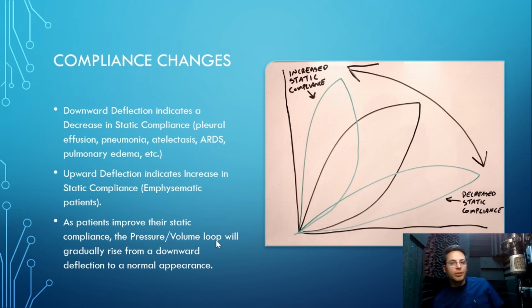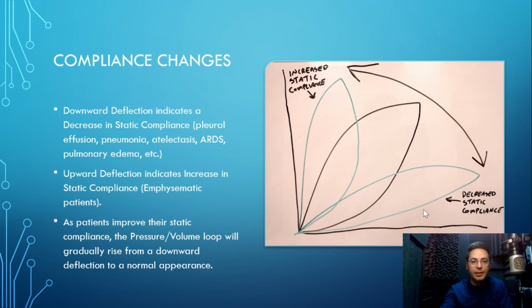We can look at the pressure volume loop here to identify and understand changes in static compliance that our patients may experience. On a normal patient, you should expect to see a pressure volume loop that kind of goes right up the middle there. But if the waveform dips down to the lower side here, it usually indicates a decrease in static compliance. An upward deflection will indicate an increase in static compliance.